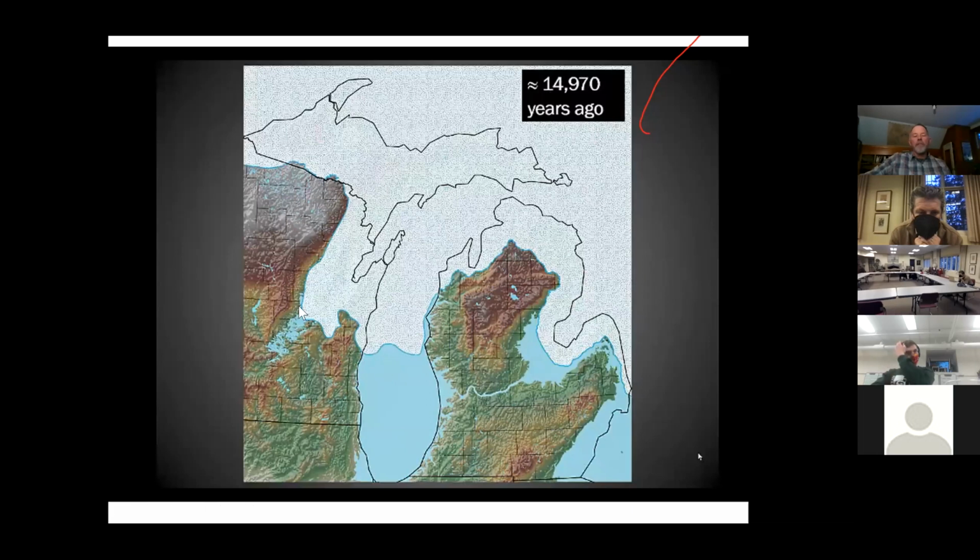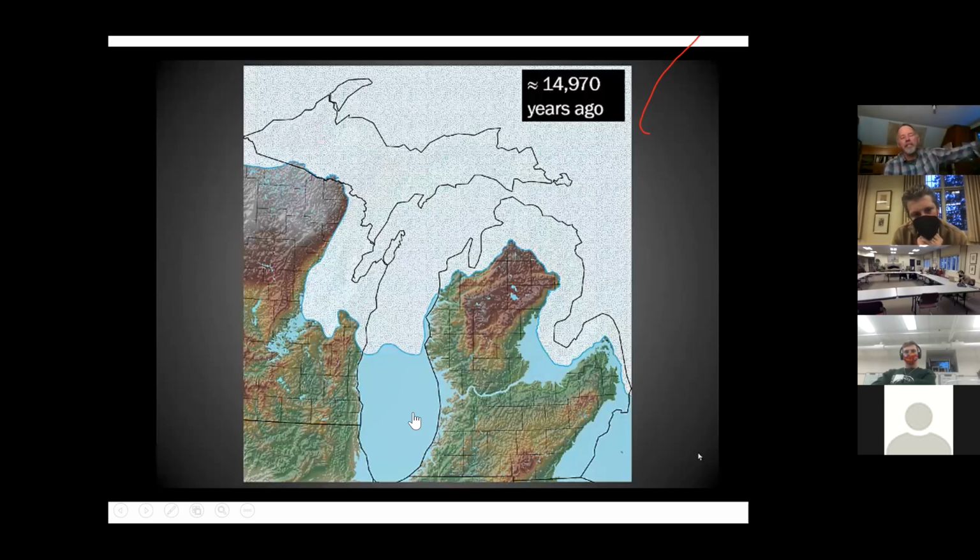This period of time, for example, at 14,900 years ago, there's a lake stage in the Lake Michigan basin that people who work on this refer to as Glacial Lake Chicago. And you can actually see the bluff of Glacial Lake Chicago if you're driving to Chicago.